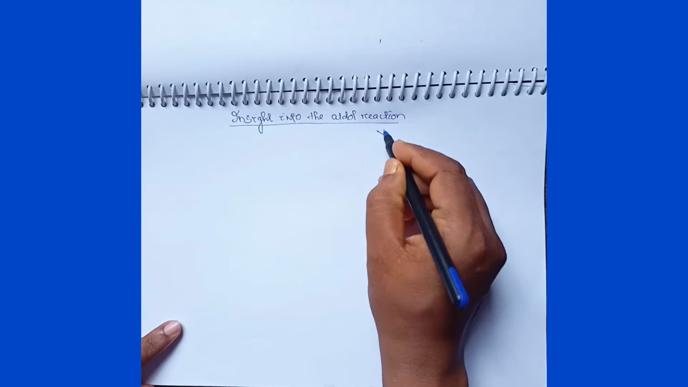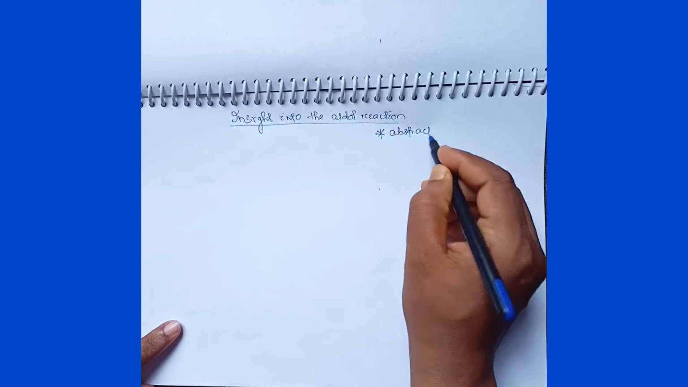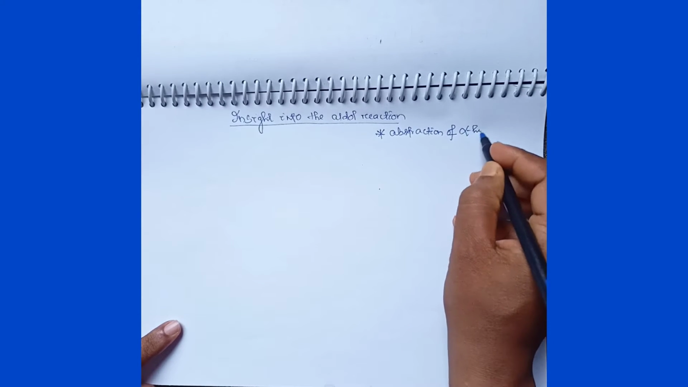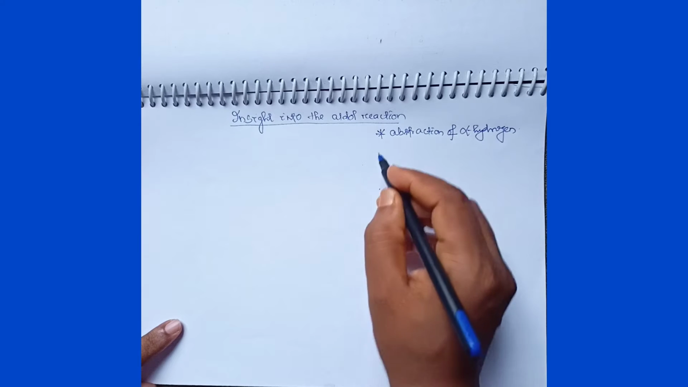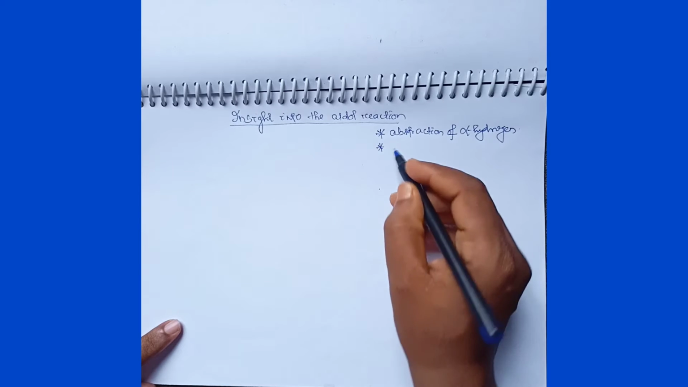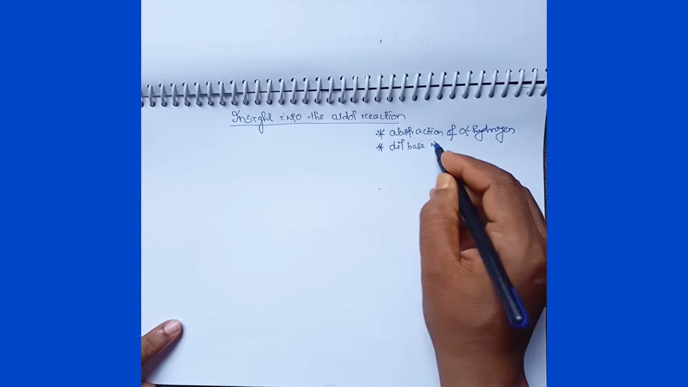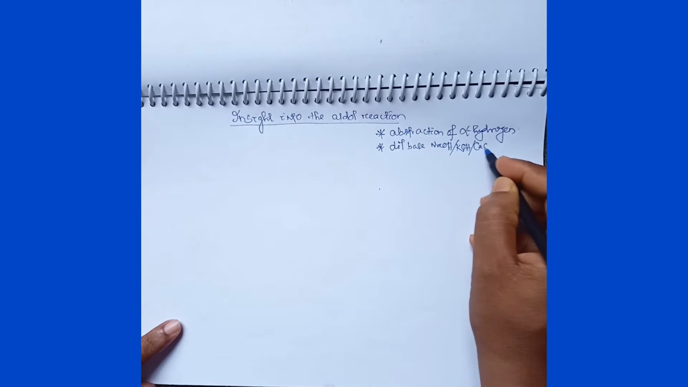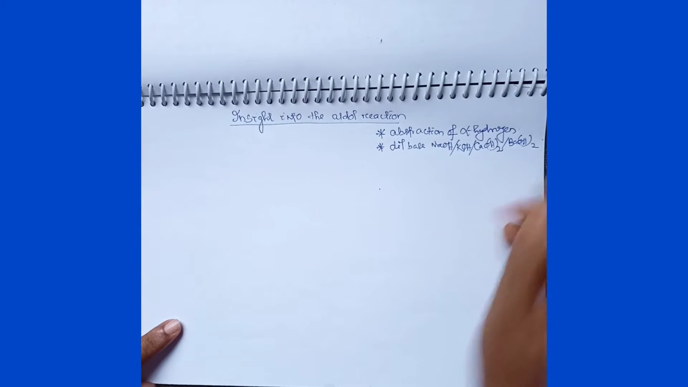For Aldol condensation, the first one is the abstraction of alpha hydrogen. For alpha hydrogen abstraction, we use a dilute base that may be sodium hydroxide, potassium hydroxide, calcium hydroxide, barium hydroxide, etc.